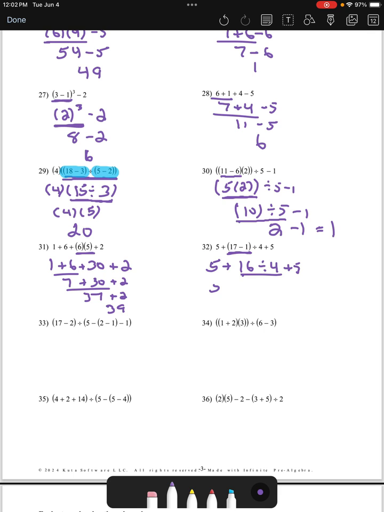This division now has priority, so 16 divided by 4 is 4. And now we add left to right. 5 plus 4 is 9, and 9 plus 5 is 14.